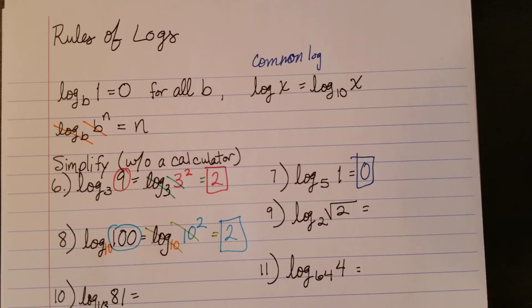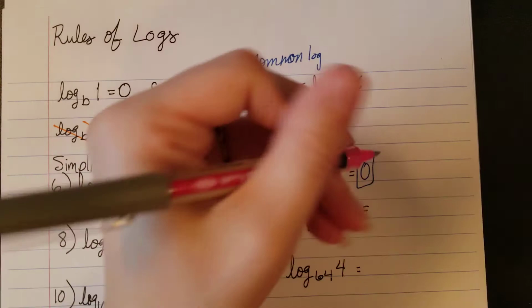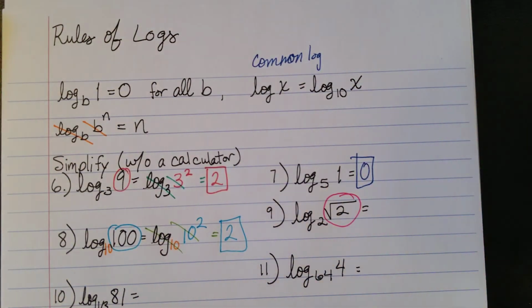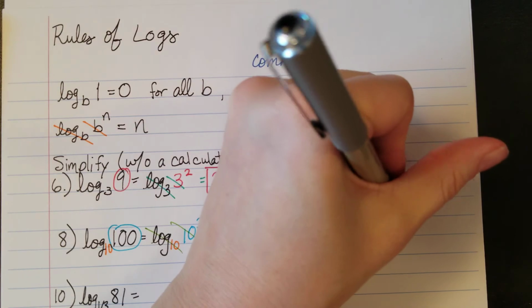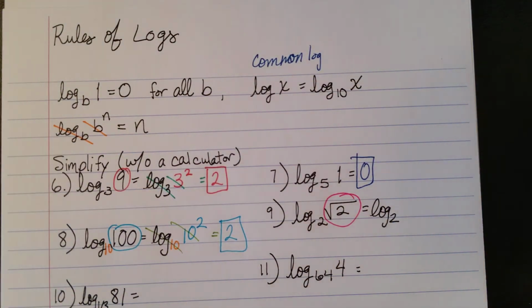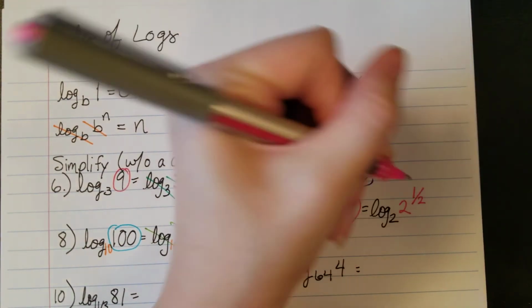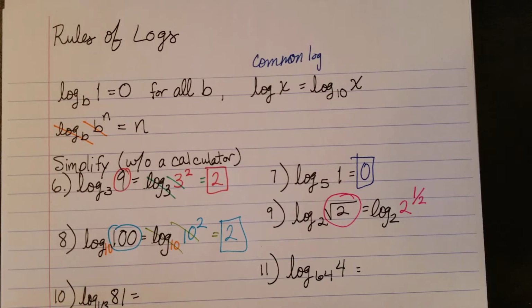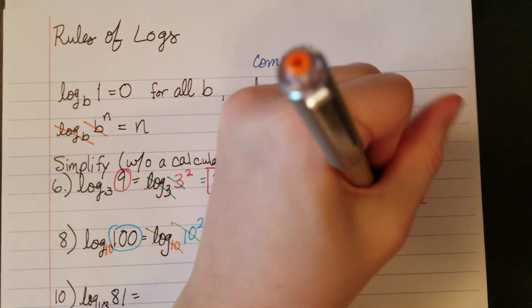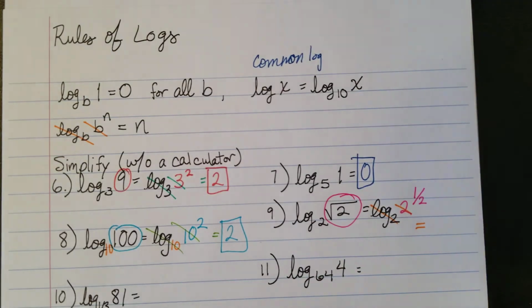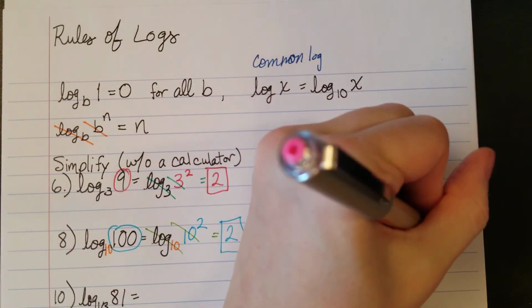Number 9, log base 2 of the square root of 2. So we want to try to replace the square root of 2 with 2 to a power. So that's log base 2 of, the square root of 2 would be the same thing as 2 to the power of 1/2. The square root is the same thing as a 1/2 power. So then we can cancel out log base 2 of 2, and your final answer is just equal to 1/2.